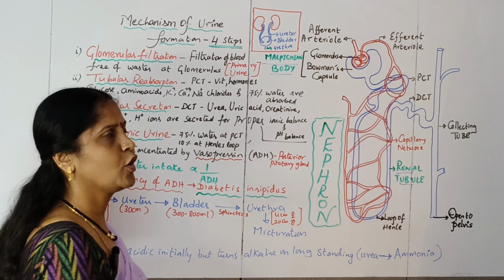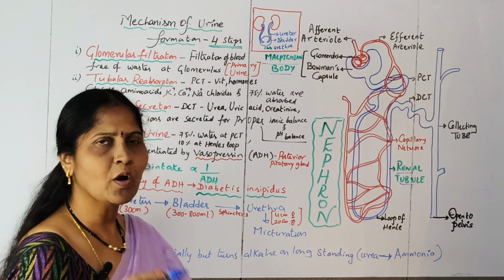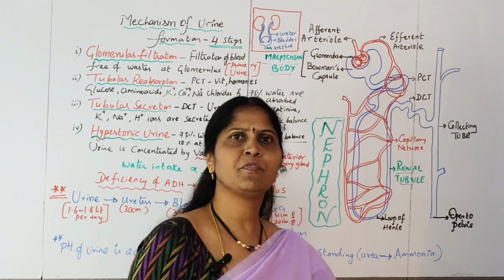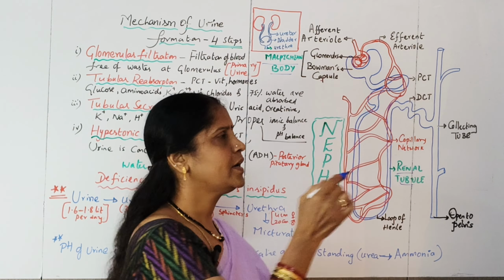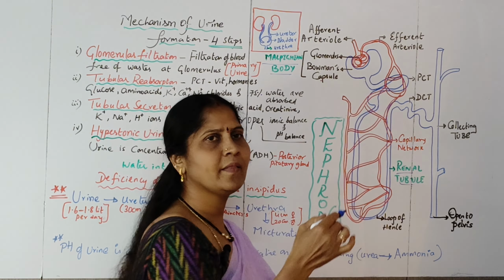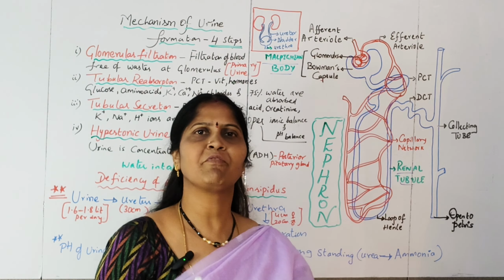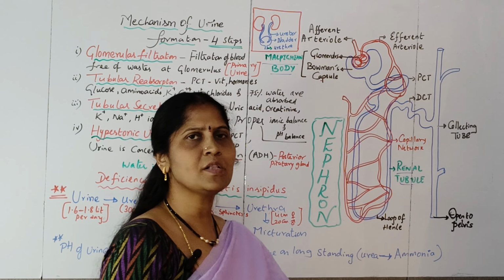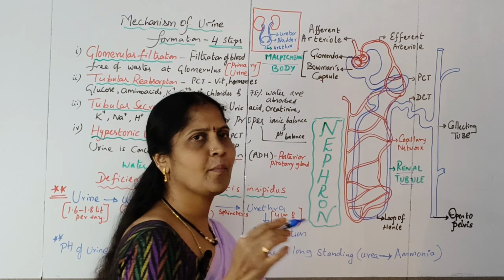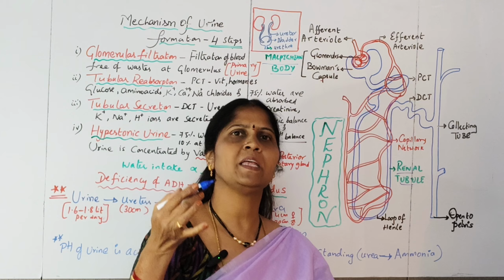The first step is called glomerular filtration. So what happens in glomerular filtration? If you remember, the glomerulus is this portion of the nephron. It is formed by a network of the afferent and efferent arterioles. So what are these afferent and efferent arterioles? The afferent arteriole is a branch of your renal artery.